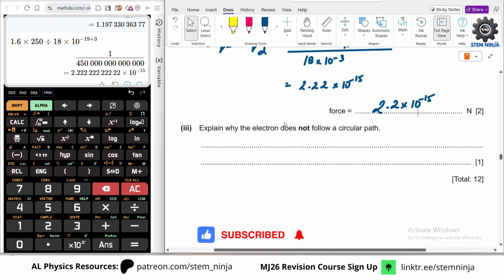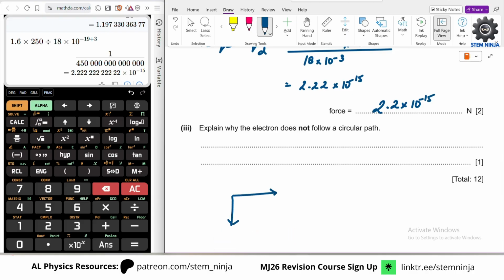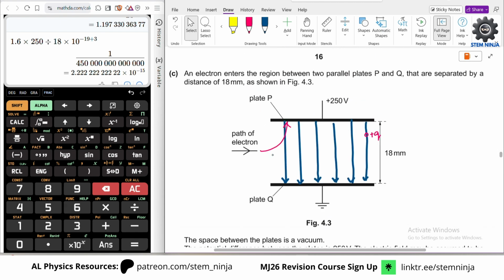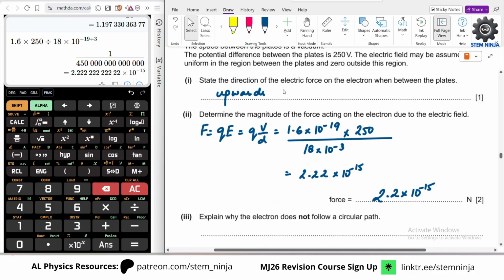Explain why the electron does not follow a circular path. So remember, for circular path, the angle between velocity and acceleration and force has to be 90 degrees at all times. Okay, so the force is only initially perpendicular to velocity. Acceleration is always just in this direction, but velocity is changing direction like this, while force and acceleration will remain in a single direction. So that is the reason.